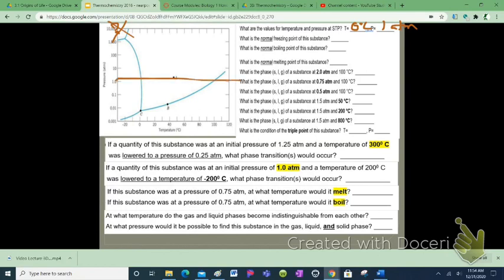Draw a straight line. No, the line is not going to be perfectly straight. We're guesstimating. And it says, what is the normal freezing point? Well, the normal freezing point is going to be where the solid and liquid come together, right? So here's your normal freezing point. And if I go down, a little better than I did that, it's just a little bit over 0. So I'd say it's like 1 degree Celsius.